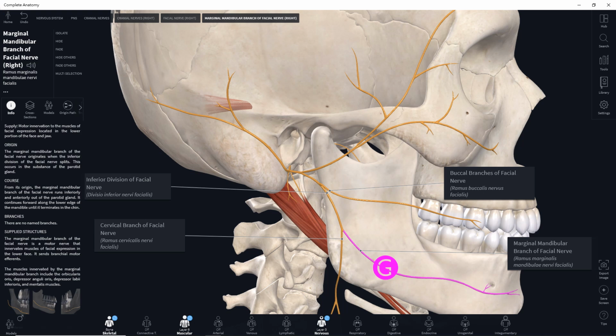The pathway of the marginal mandibular branch follows a downward and forward course within the submandibular region, reaching the area of the chin. Along its pathway, it gives off branches to supply nearby muscles. In the next image, let's take a closer look at which muscles are involved.